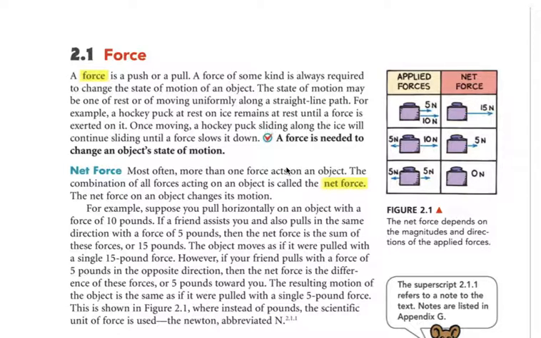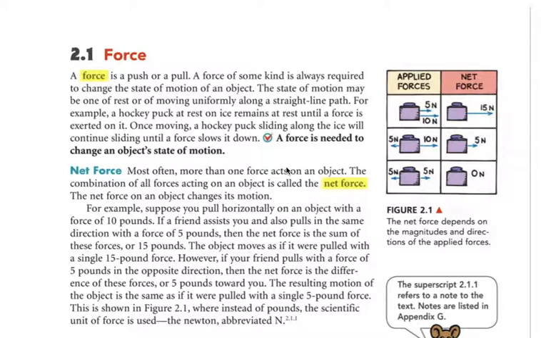Net force. Most often, more than one force acts upon an object. The combination of all forces acting upon the object is called the net force. The net force on an object changes its motion. For example, suppose you pull horizontally on an object with a force of 10 pounds. If a friend assists you and also pulls in the same direction with a force of 5 pounds, then the net force is the sum of these forces, or 15 pounds. The object moves as if it were pulled with a single 15-pound force.